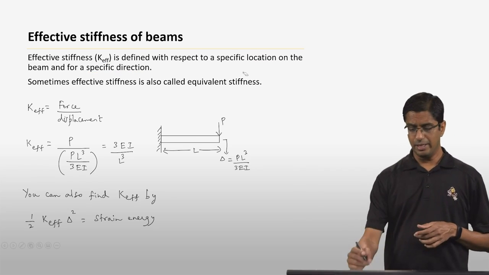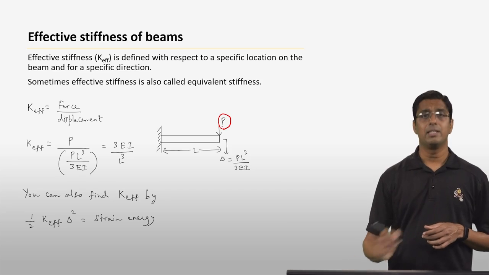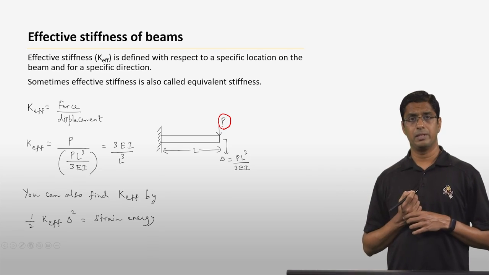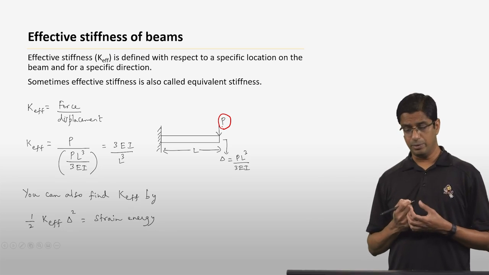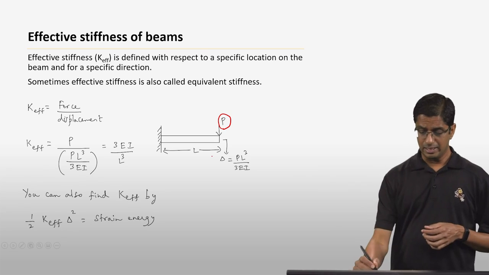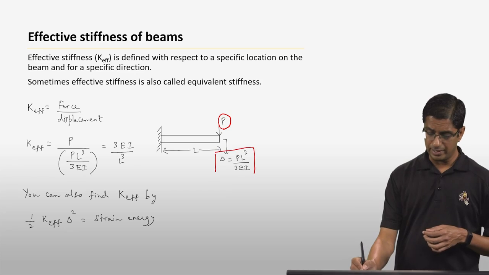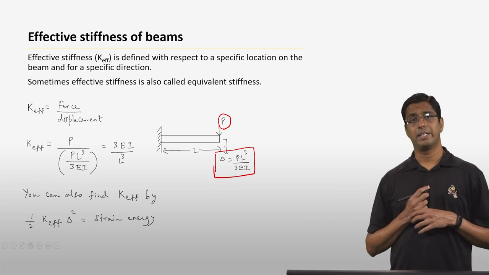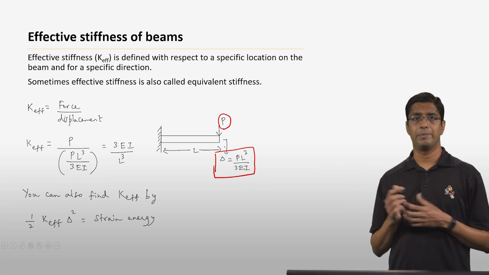So in this case, we have a cantilever that is subjected to a force P at the tip. You can find out that when you apply a force P at the tip of this cantilever, the deflection is going to be PL cubed over 3EI, where E is the Young's modulus and I is the relevant moment of inertia.